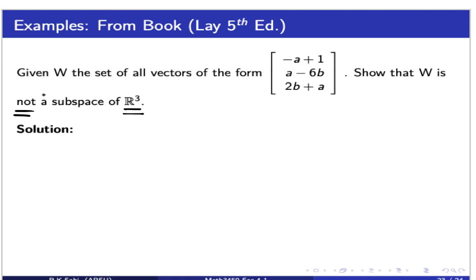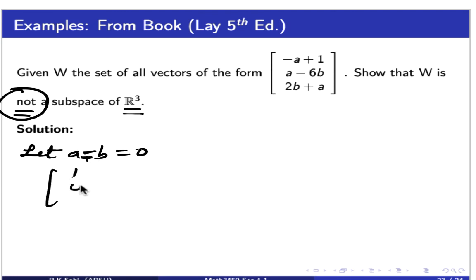So if it is not a subspace, remember, one example is needed to prove that it is not a subspace. Here, because these are vectors and A and B can be any real numbers, let A be 0 and B be 0. So what do we get? One element, if A is 0 and B is 0, is going to be 1, 0, 0.